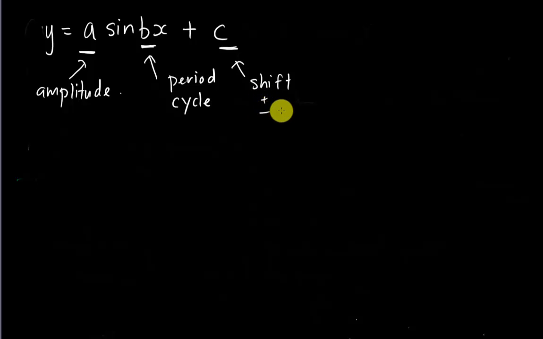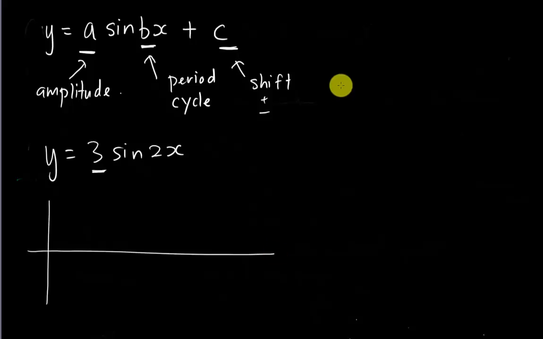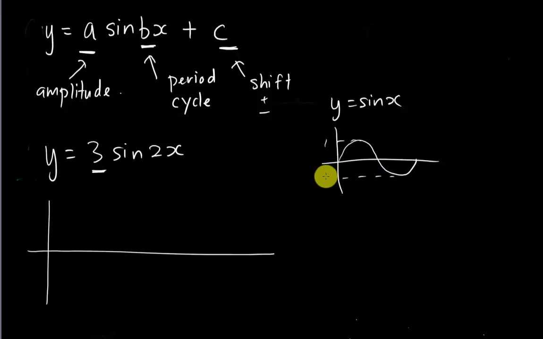Alright, so let me give you some examples. Let's say I sketch a quick one. y equals 3 sine 2x first. Okay, 3 is the amplitude. That means in this graph, just now, the standard one y equals sine x, the graph will look like this, isn't it? Maximum is 1, minimum is -1, and this one is 360.